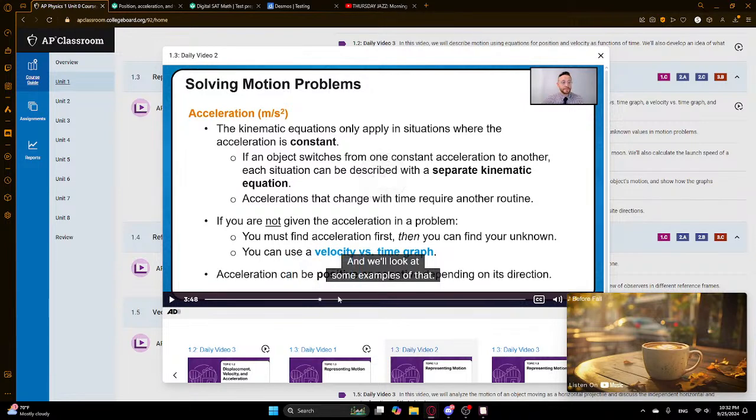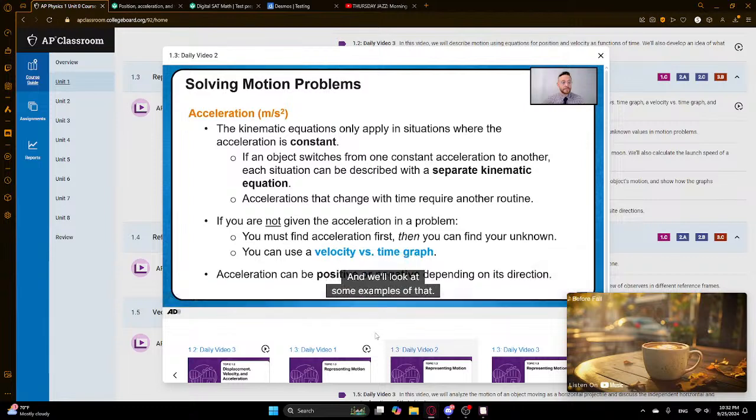Acceleration can be positive or negative. That is a lot. I don't even know if I want to write that much down. I feel like that's not as important as the velocity stuff. AP Classroom. When I said this was day 3, video 2. Day 3, video 2, continued.